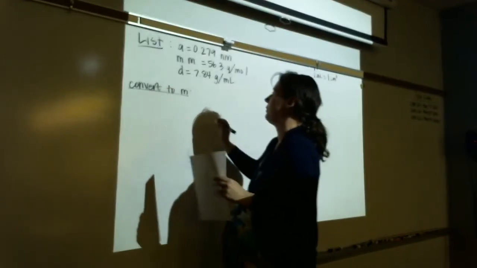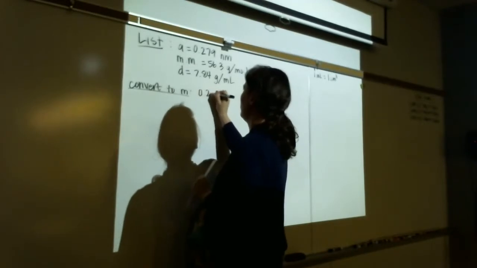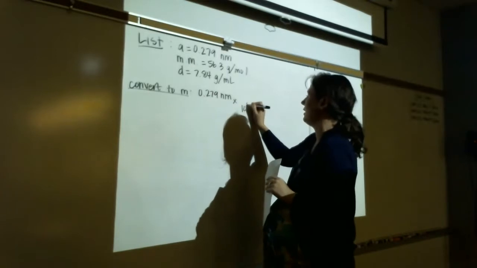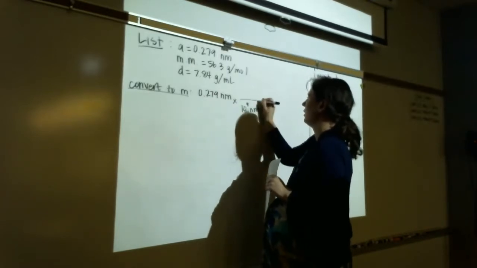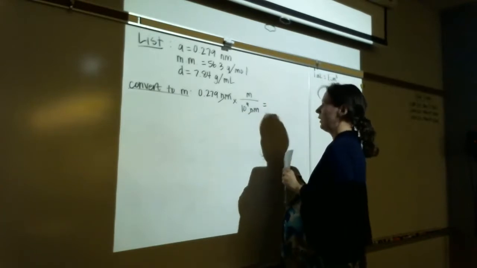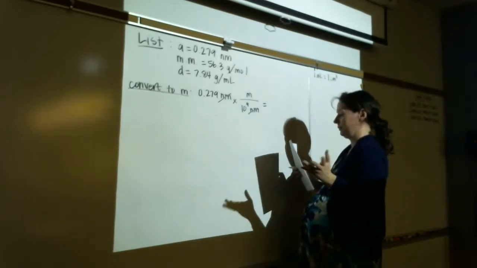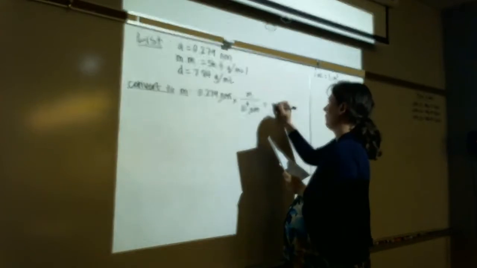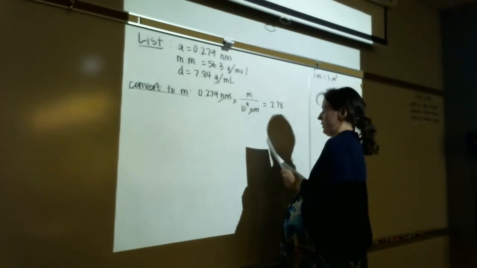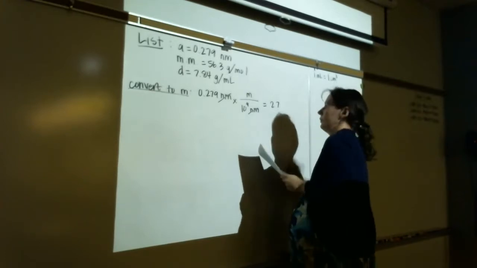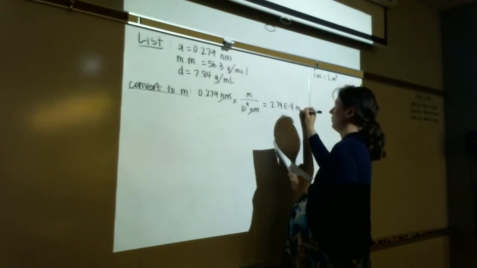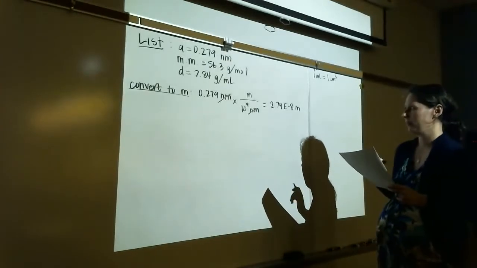So nanometers to meters, 0.279 nanometers. There are 10 to the 9th nanometers per meter. Right, that's one of the conversion factors we learned back at the beginning of the school year. So that would be 2.79 times 10 to the -8 meters, right?